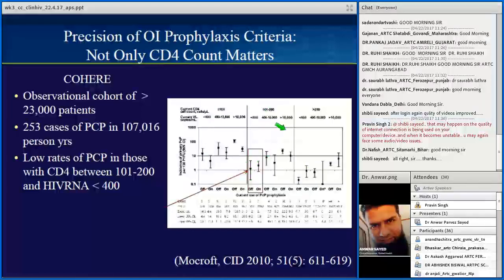But with a CD4 count between 100 to 200 and a very high viral load, there will be a risk of PCP. But if the viral load is low, then the risk of PCP will drop down. So this is the difference.